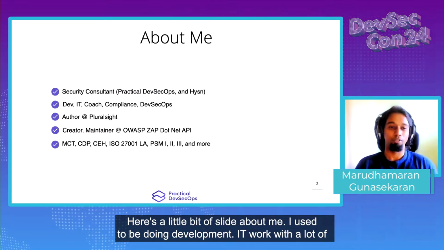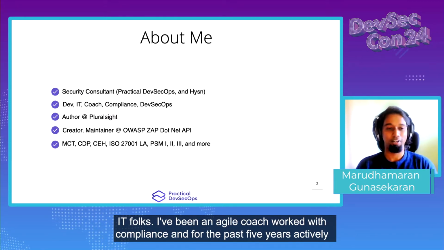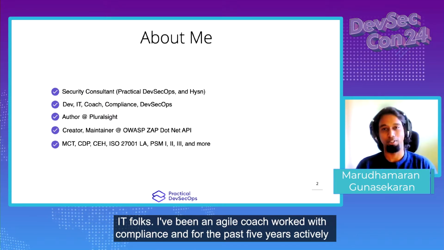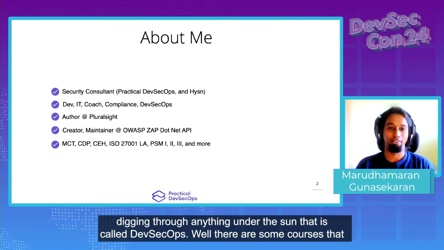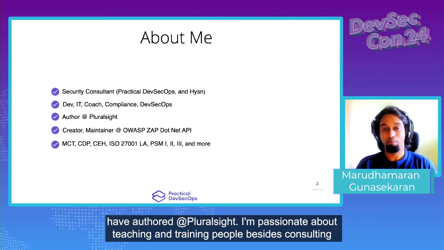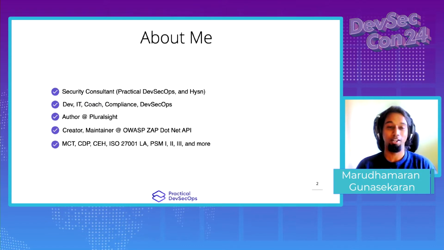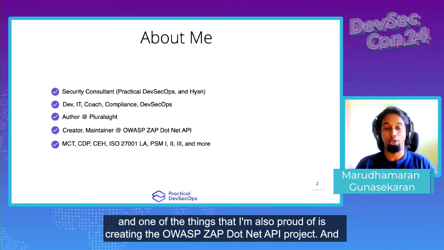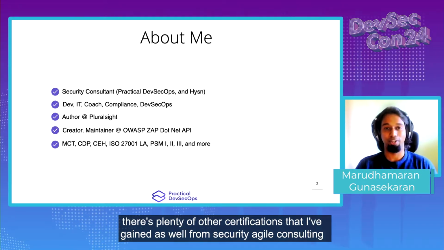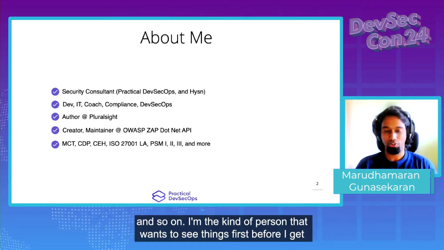I used to be doing development, IT, work with a lot of IT folks. I've been an agile coach, worked with compliance, and for the past 5 years, actively digging through anything under the sun that is called DevSecOps. There are some courses that I've authored at Pluralsight. I'm passionate about teaching and training people besides consulting. One of the things I'm also proud of is creating the OWASP ZAP .NET API project. There are plenty of other certifications that I've gained as well from security, agile consulting, and so on.